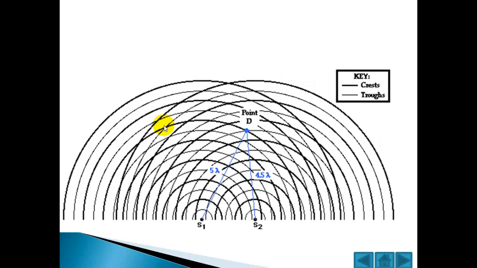Here, however, we take point D. It has travelled 5 wavelengths from here. It has travelled 4.5 wavelengths from the second. So there's a path difference of half a wavelength, which means when one is the crest, the other will be a trough: destructive interference. The next instant, the first will have a trough, the next will be a crest: destructive interference.